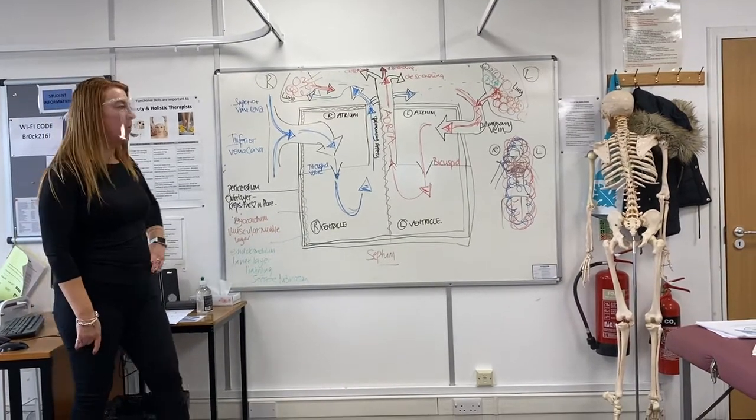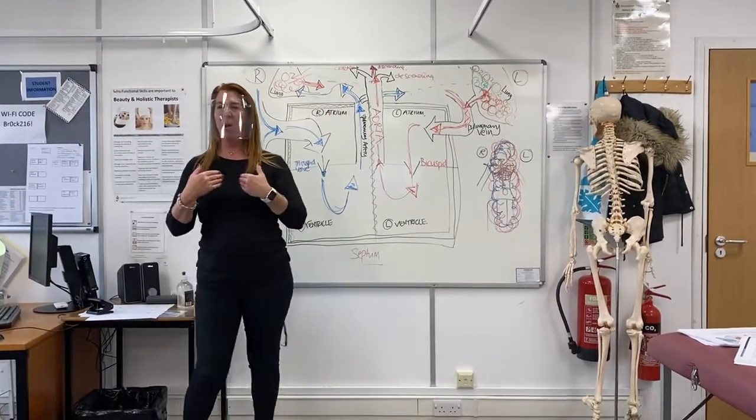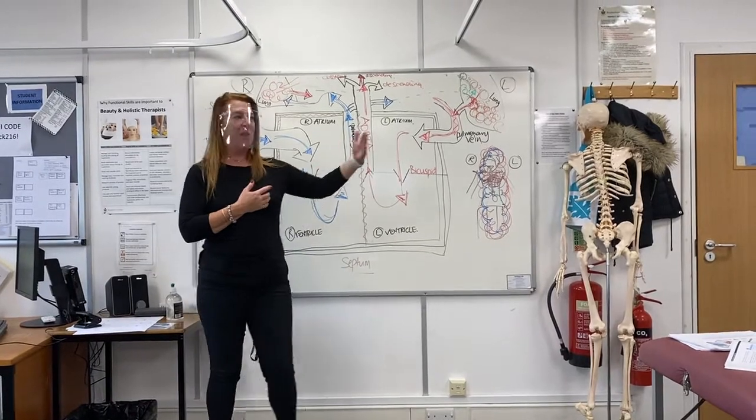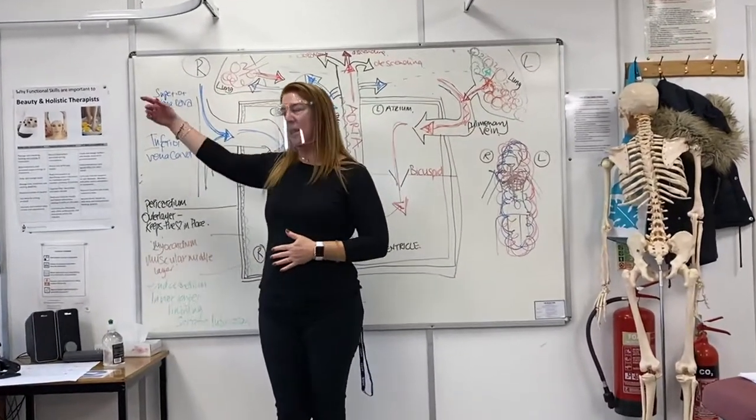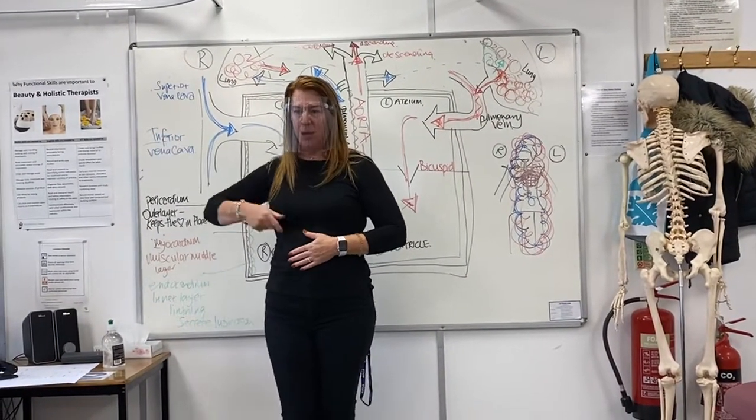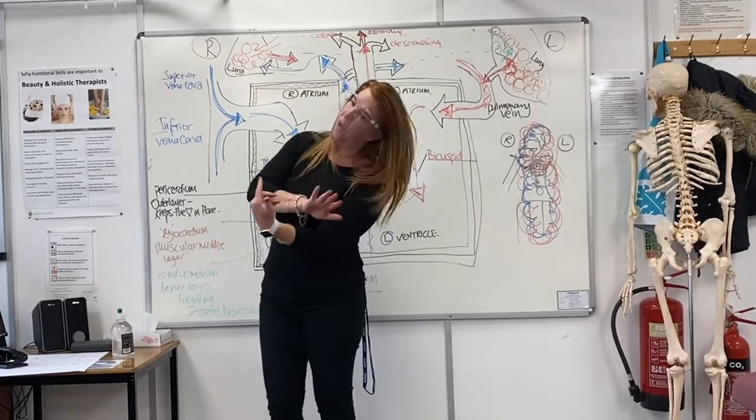So first of all, the thing to remember is when you're looking at the heart anatomically, this is the left side and this is the right side. So as you look at it and you draw it, it's the other way round.